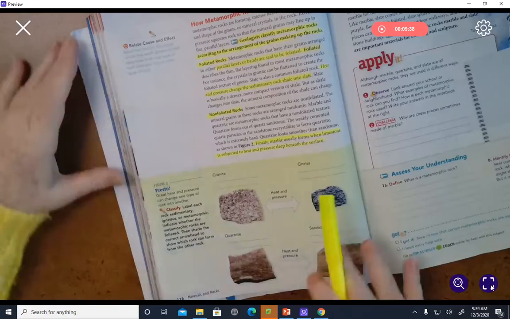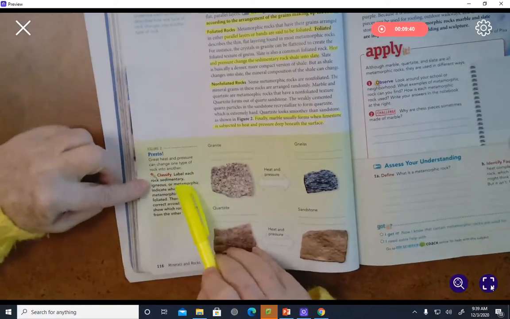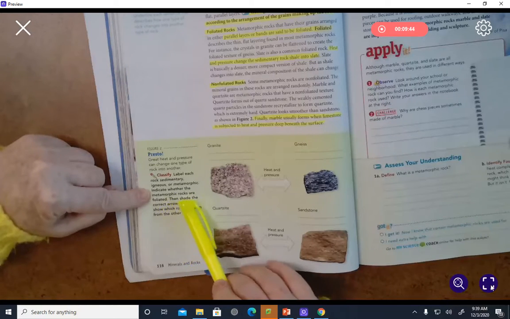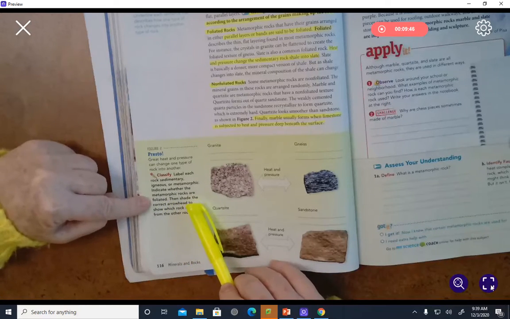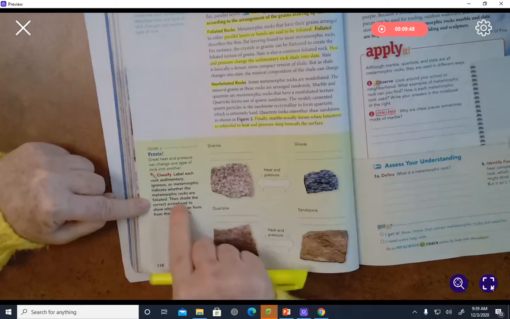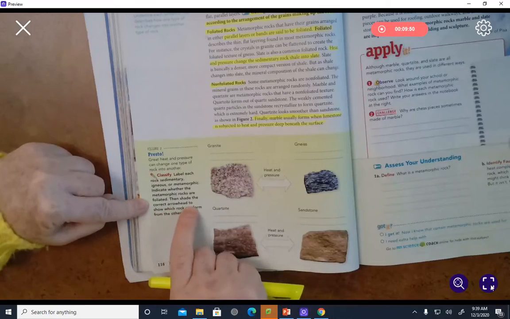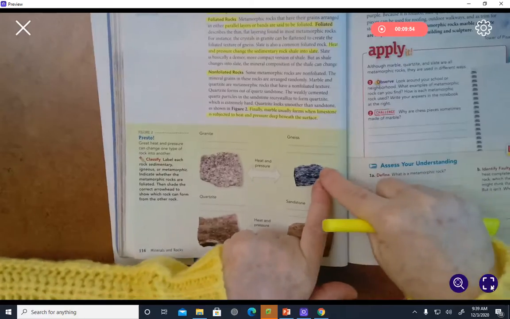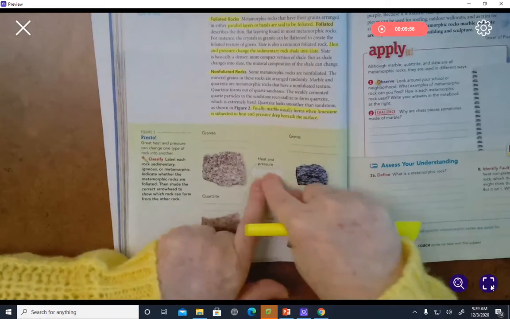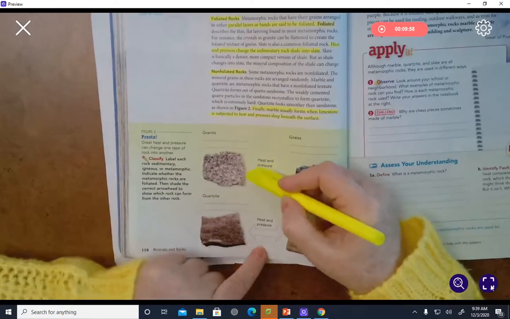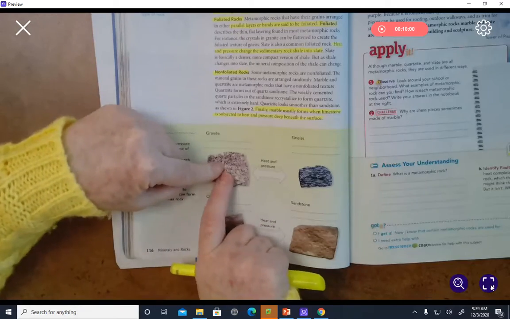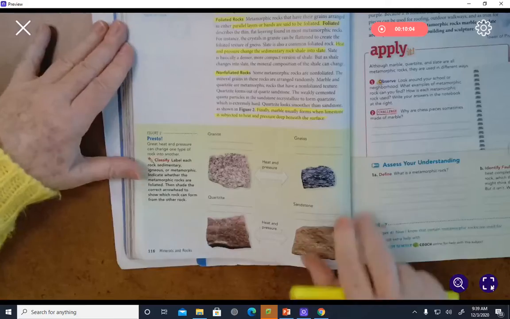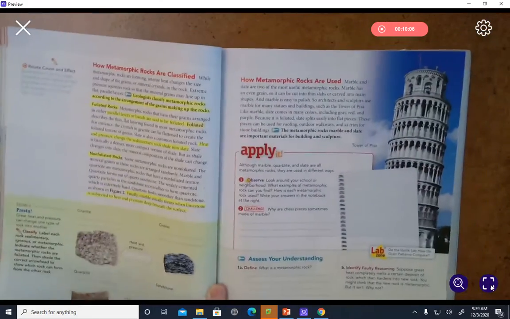So I'd like you to classify, label each rock as sedimentary or igneous, indicate whether the rocks are metamorphic rocks or foliated, then shade the correct arrowhead, just the arrowhead. So you would be asking yourself, does sandstone form into quartzite? So then you would color this one. If quartzite turns into sandstone, you would color it going this way. Okay, so this one's a little bit different.